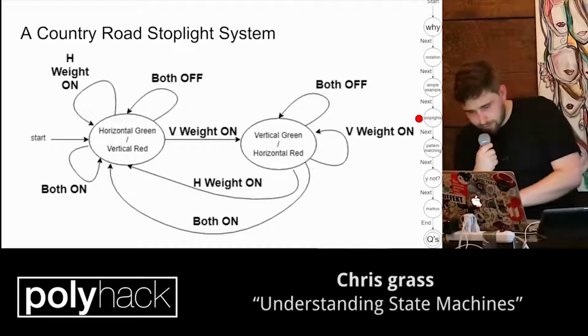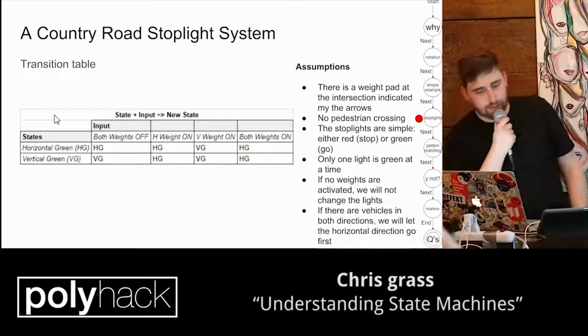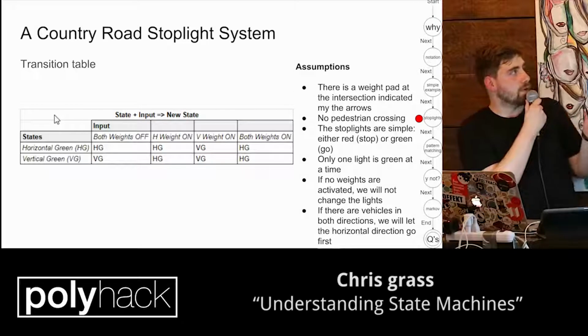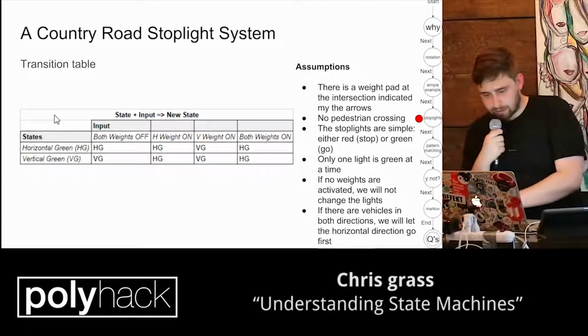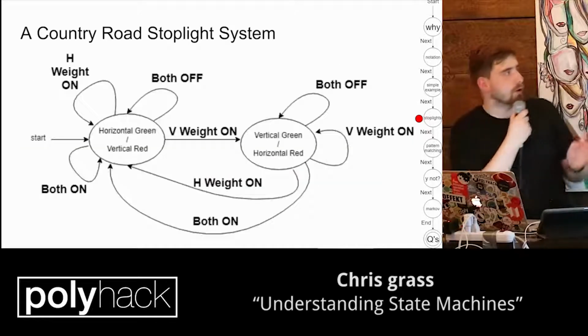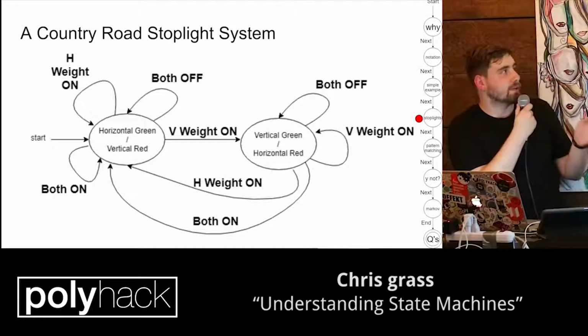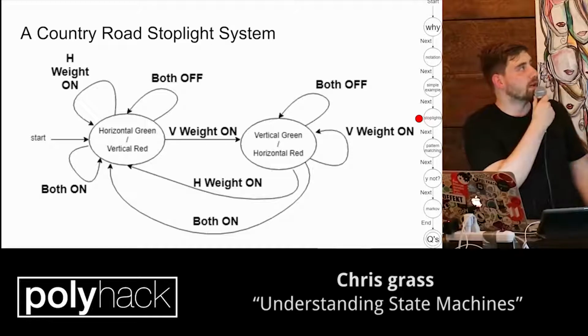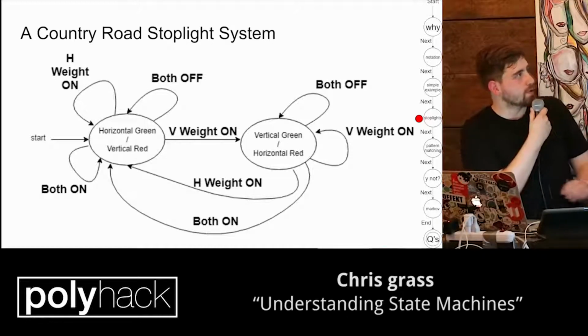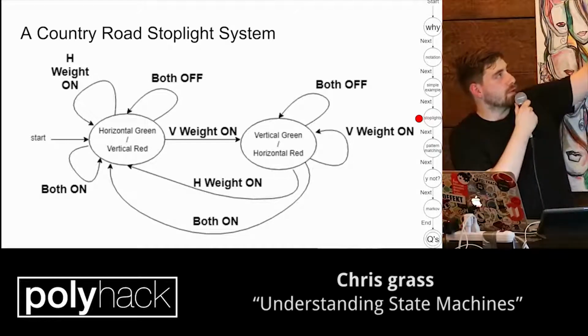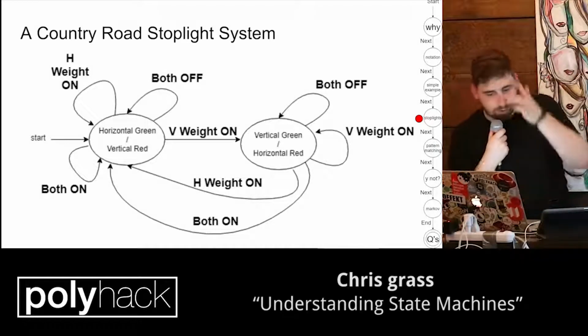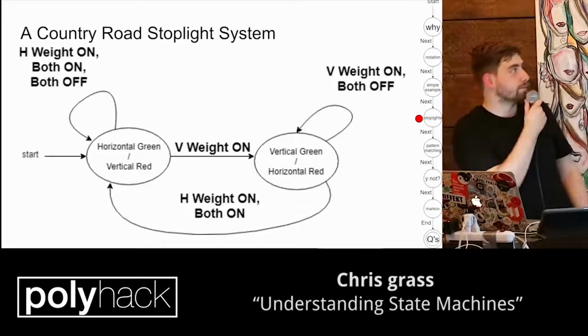So I'm just going to go back to the transition table for a second. You can see here we have 2 states and 4 inputs. In a DFA, we need to model all 4 inputs for every state, so we should have a total of 8 transitions here. In my future slides, I'm going to slim this down. You see how both on, horizontal weight on, and both off all go to the same one. We're just going to combine those.